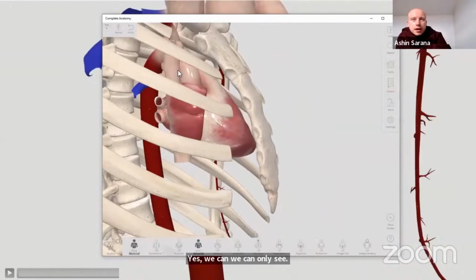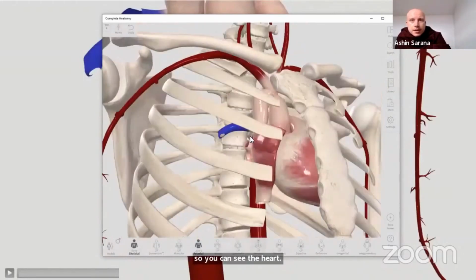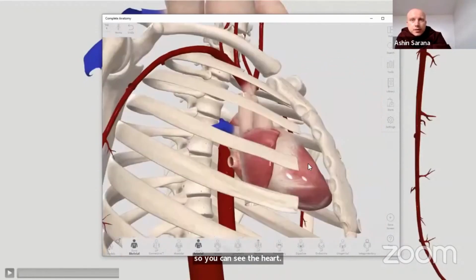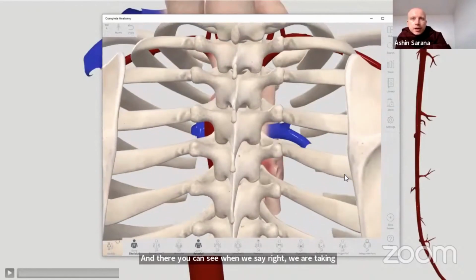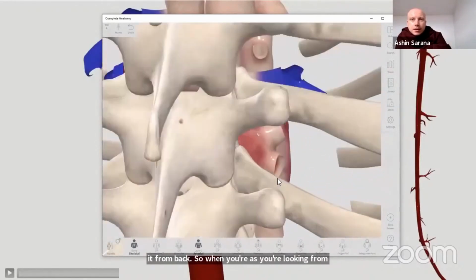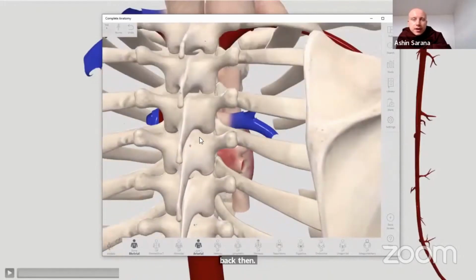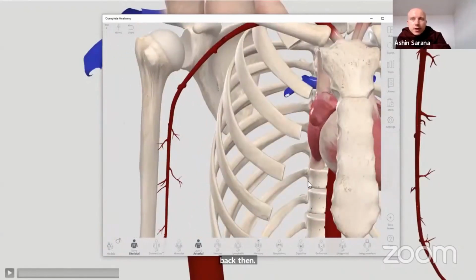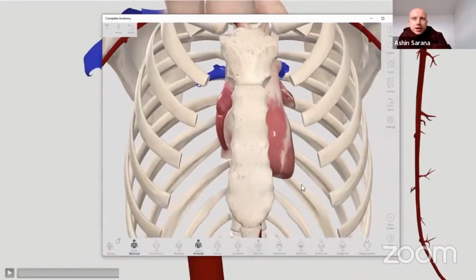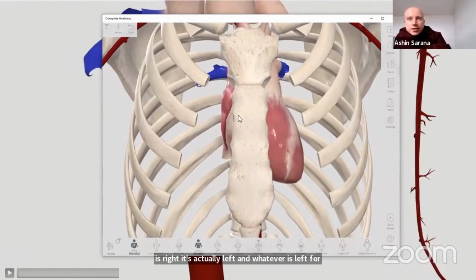So you can see the heart, and there you can see, when we say right, we are taking it from back. So as you're looking from back, then whatever is on the right, that's right. Whatever is on the left is left. So when you look at the body from front, then whatever is right is actually left, and whatever is left from your point of view is actually right.